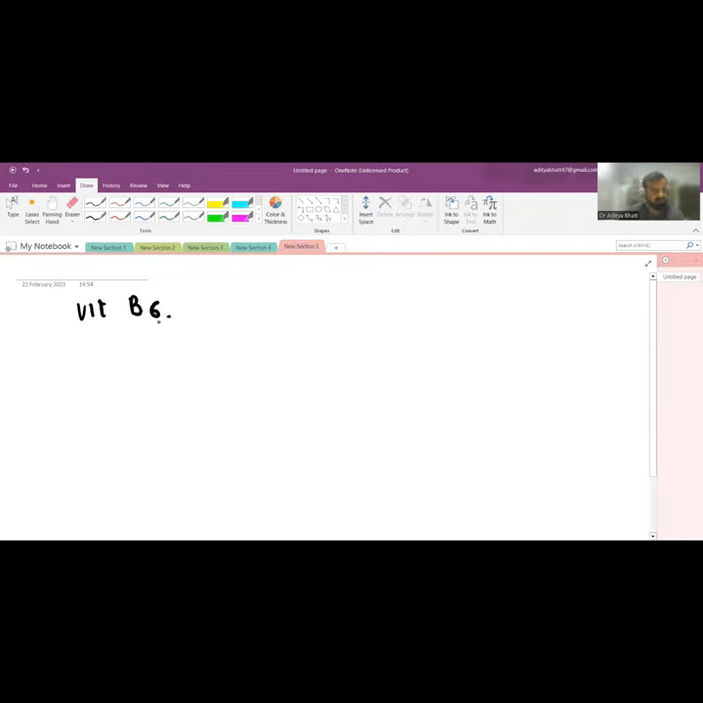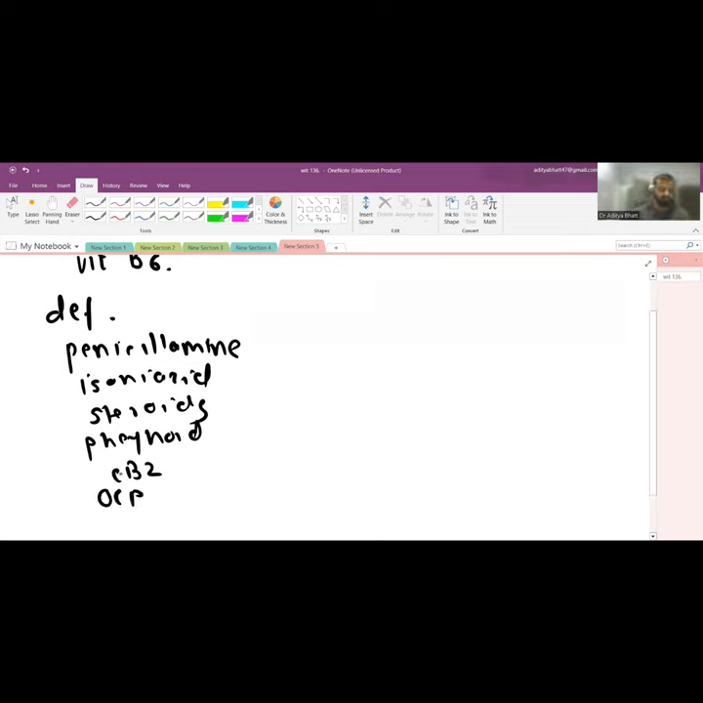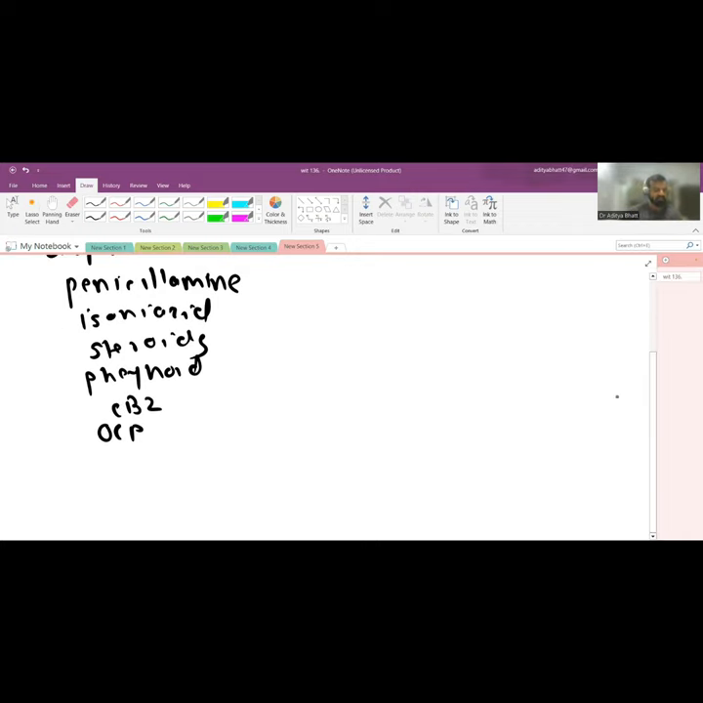vitamin B6 or pyridoxine. Now, the active form of pyridoxine is pyridoxal 5-phosphate. And again, it is available from multiple vegetables, parboiling of rice, poultry and non-vegetarian food. But vitamin B6 deficiency occurs with usage of drugs like penicillamine, isoniazid, steroids, phenytoin, and carbamazepine. And again, at the end of the day, we always have OCPs. OCPs also have some amount of involvement in pyridoxine deficiency.